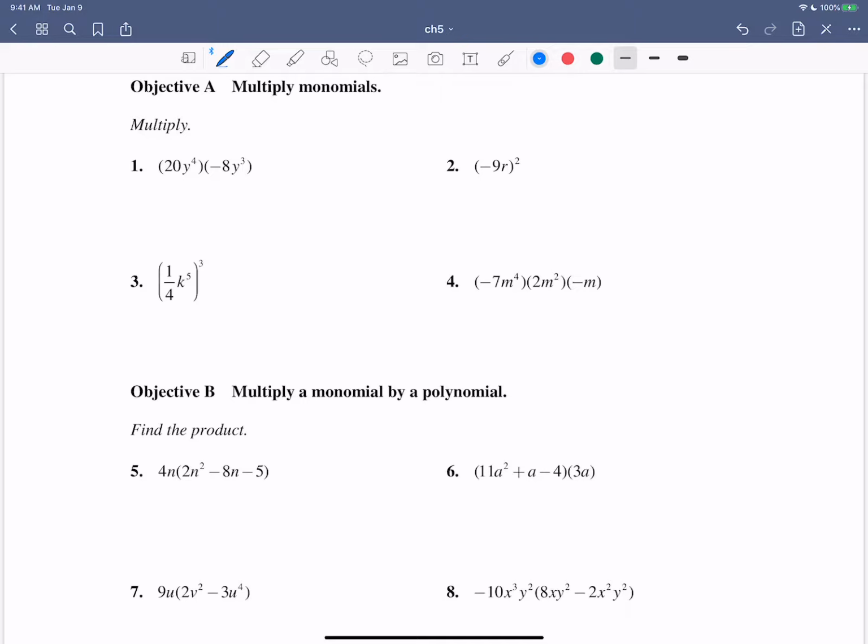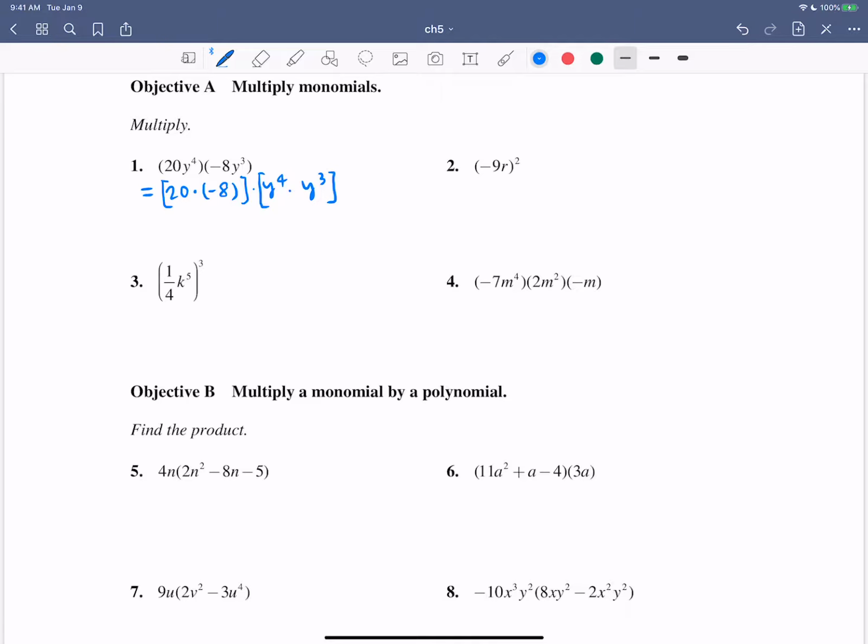First, to regroup them, I will put the numbers together, 20 and negative 8, and then I'm also going to put the variable y together. We have y to the 4th times y to the 3rd. Notice that I did not perform any calculation at this moment. I simply moved the factors around.